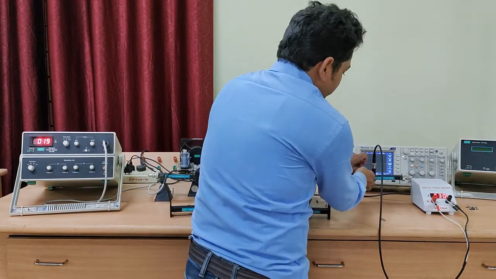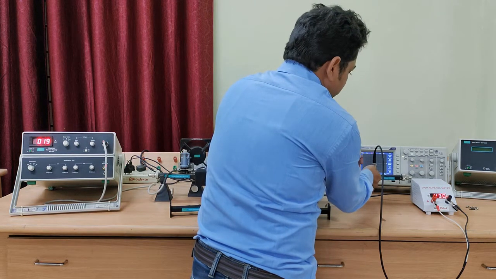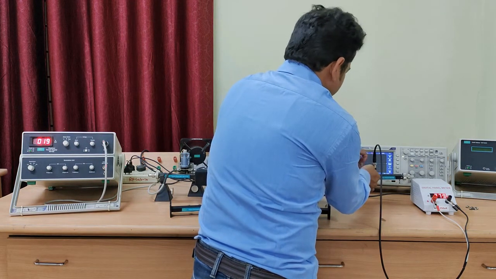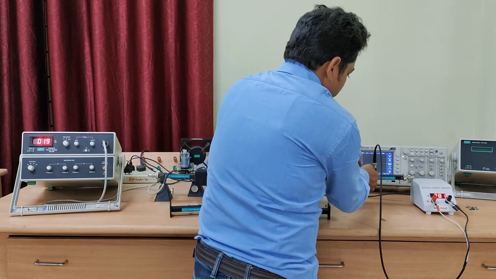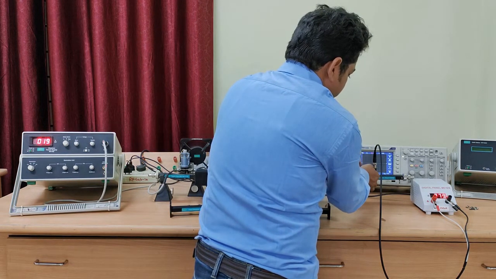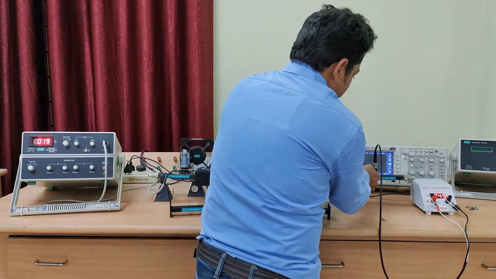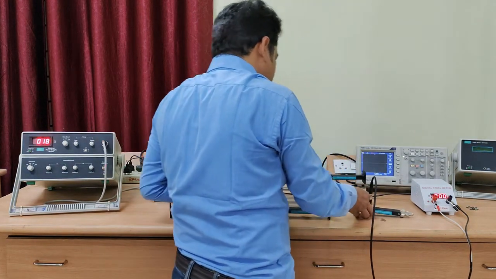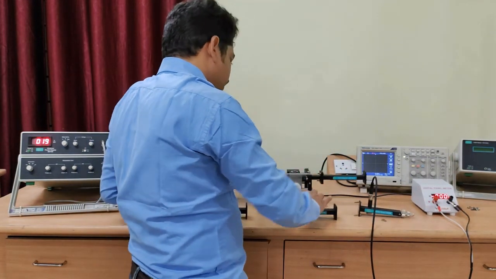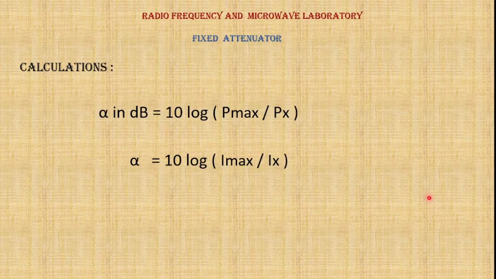After completion of the experiment, we have to remove the detector mount and attenuators, and the detector mount is again connected to the slotted line section. In this manner, we are going to perform the experiment.